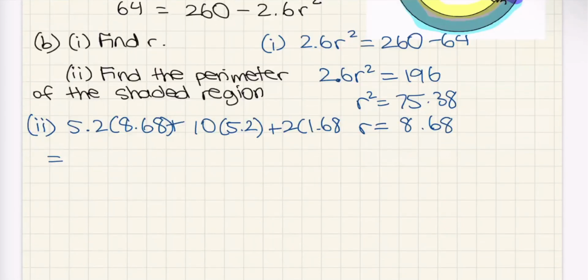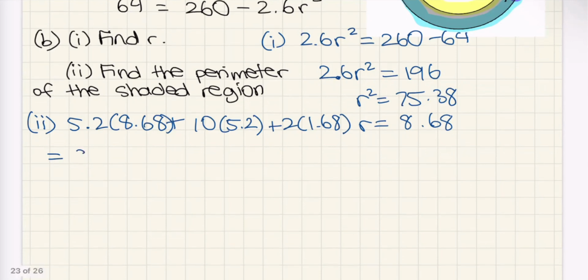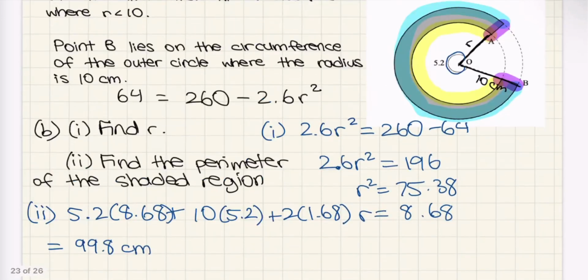So let's see, 5.2 times 8.68 plus 10 times 5.2 plus 2 times 1.32. That is equal to about 99.8 centimeters. And so that's our answer for this circumference right here.